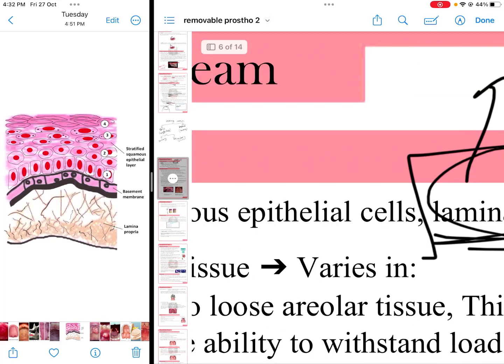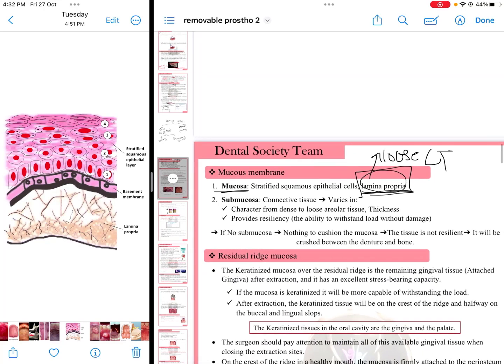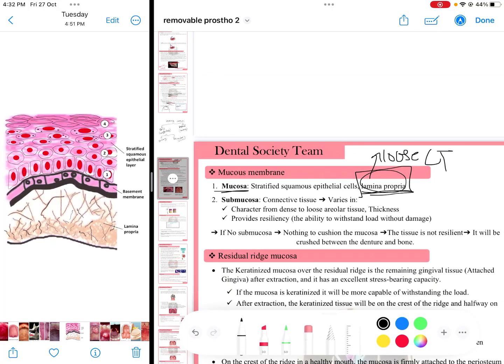Going back up, as we said, we have the mucosa of epithelium and lamina propria, and the submucosa has connective tissue. The character of the connective tissue varies from dense to loose areolar tissue, and it changes in thickness. Thickness is very important to us. It will provide the support and the resilience, the ability to withstand the load without damage. So the submucosa is what provides these things.